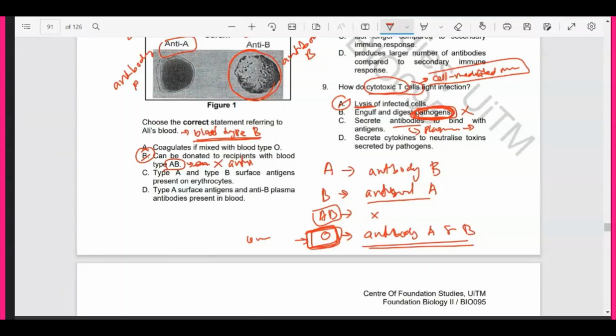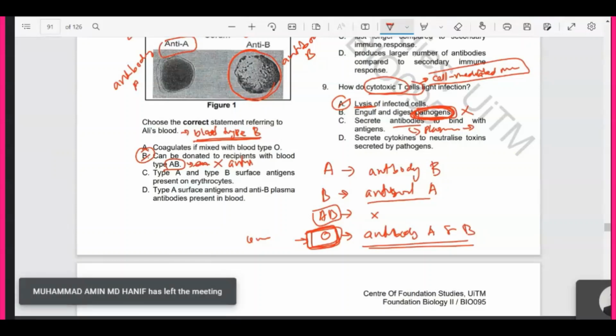macrophages, for example engulfing the pathogen. The macrophage that engulfs the pathogen becomes an APC. The APC then presents the antigen to whom? The helper T cell. The helper T cell will secrete cytokines. These cytokines will activate either the B cell or the cytotoxic T cell.